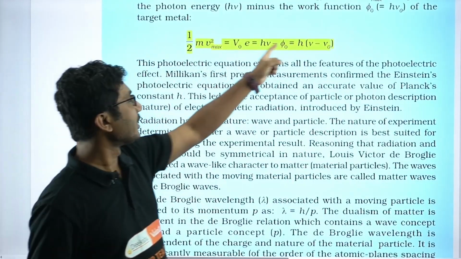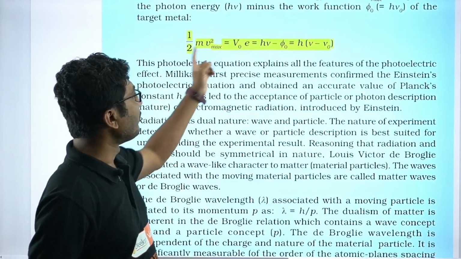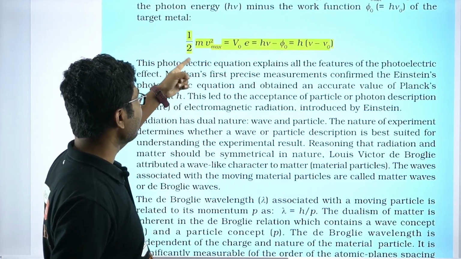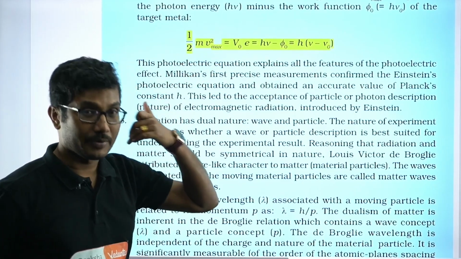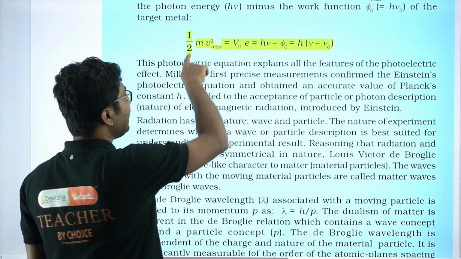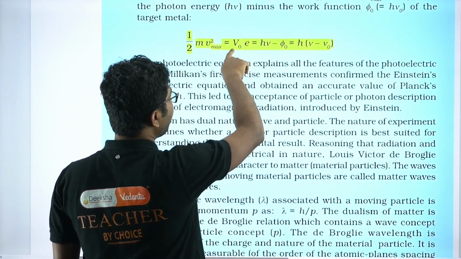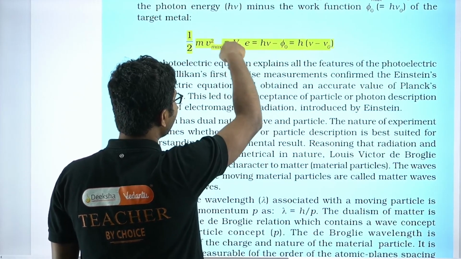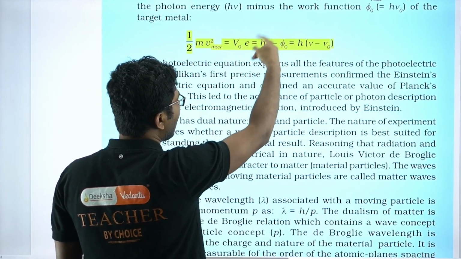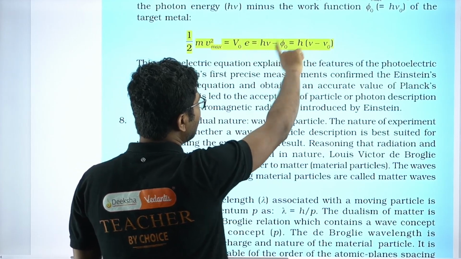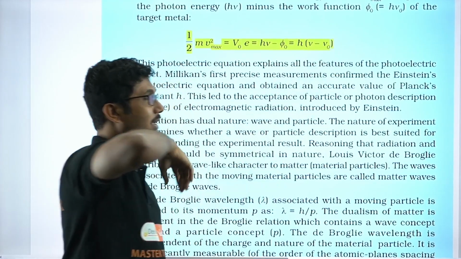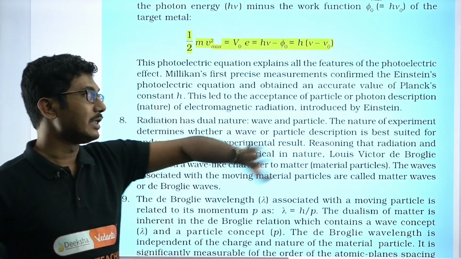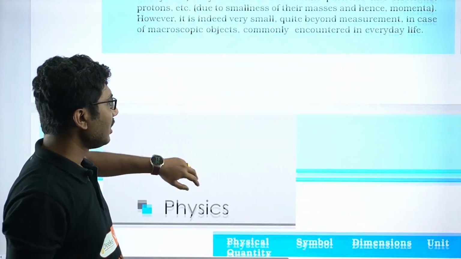This is the common formula for all the formulas, Einstein's photoelectric equation. Here they have mentioned half m v max square. V max is the maximum speed, V naught is the stopping potential, and e is the charge of the electron. So half m v max square equals e V naught equals h nu minus phi naught equals h times nu minus nu naught. This is the formula that you can remember. This one formula will give you access to all the other formulas.